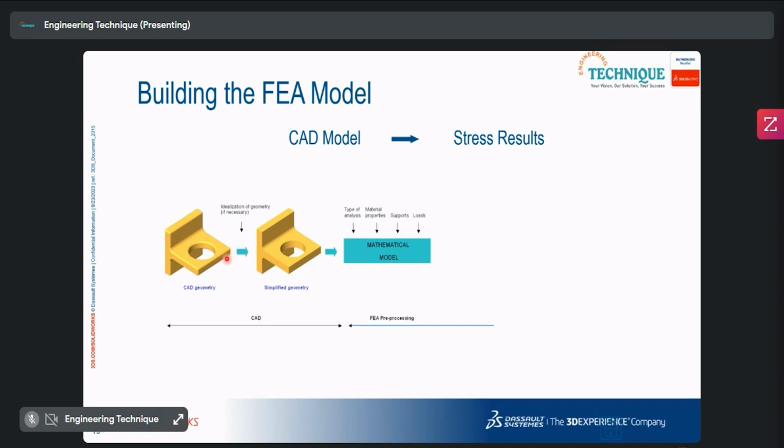External fillets, rounds, logos, and other elements are removed in pre-processing. This process is called defeaturing. Then after that, we can use idealization.